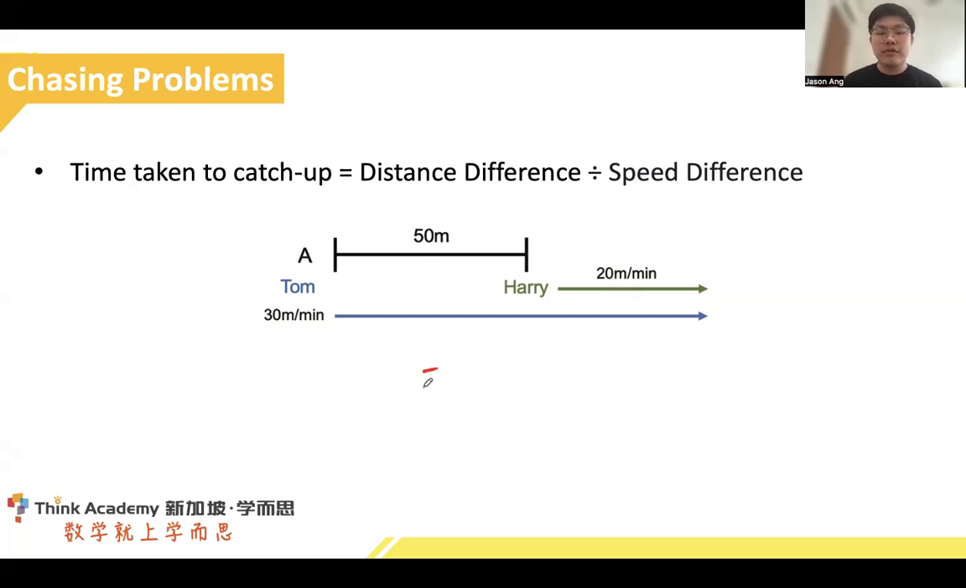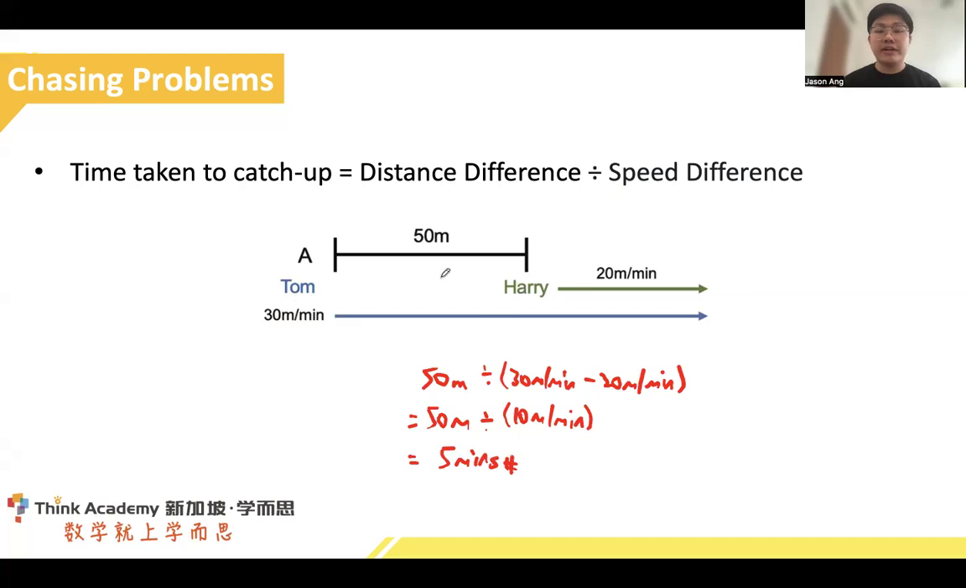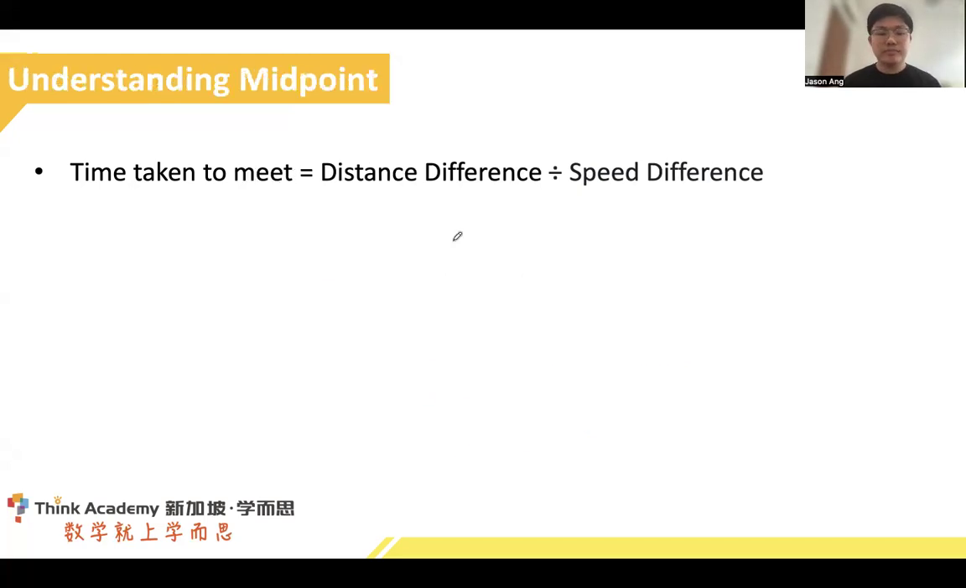So that's why it is 50 meters divided by 30 meters per minute minus 20 meters per minute. This would actually give us the difference in the speed of 10 meters per minute. And 50 meters divided by 10 meters per minute would be 5 minutes. So most importantly, find the difference in the speed, take the difference in the distance and divide.